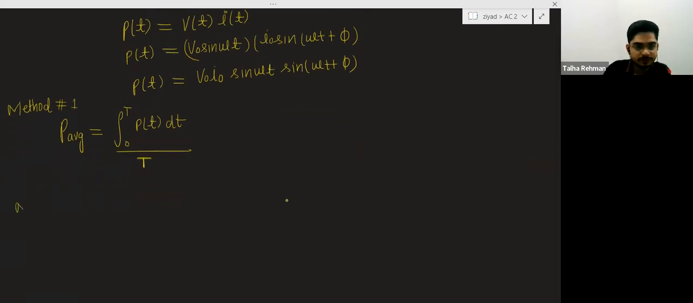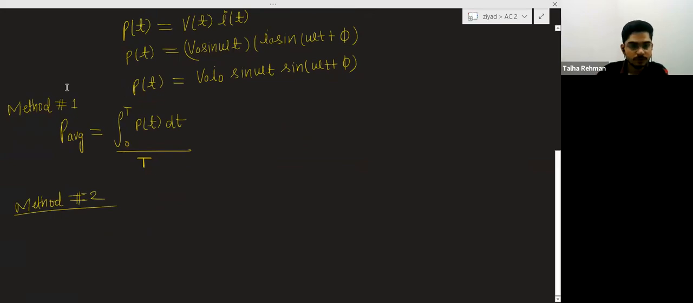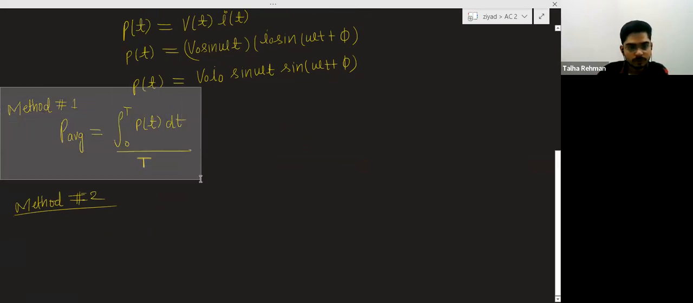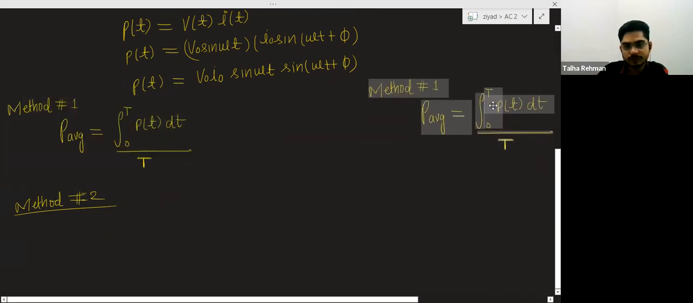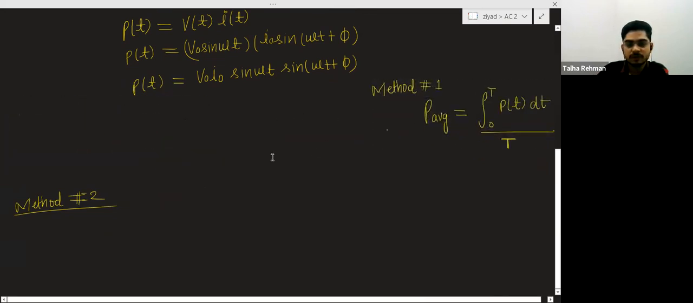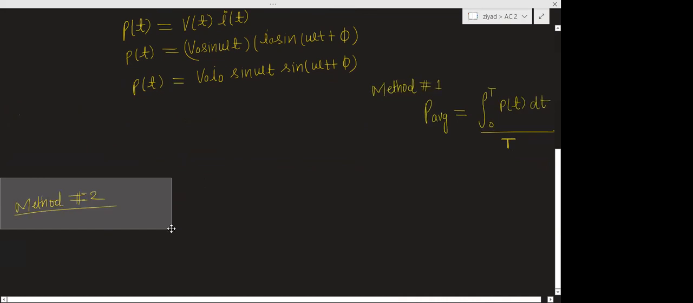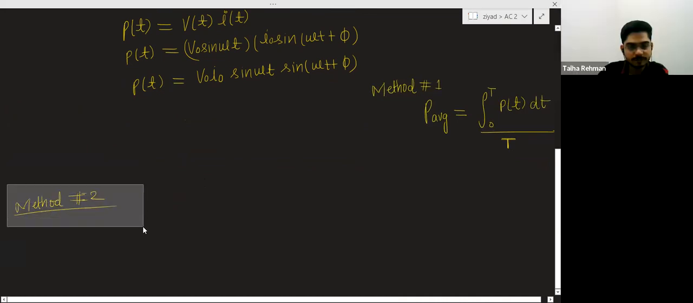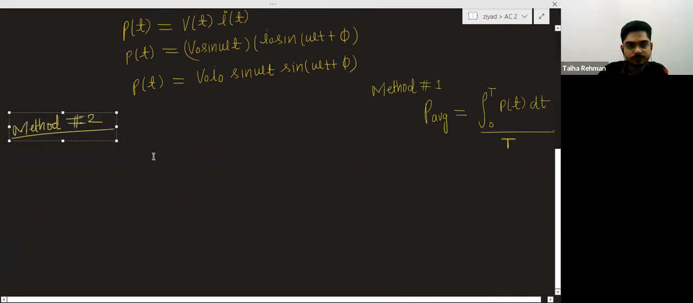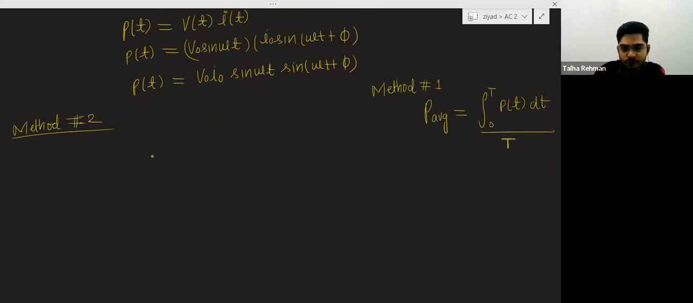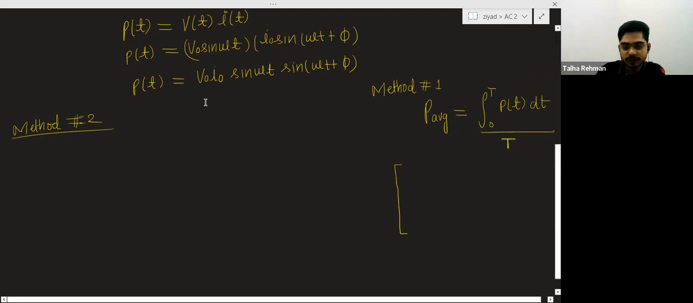Method second. So basically this is your first method, and here is the second method. I will solve with this second method. But for that you should know these things.